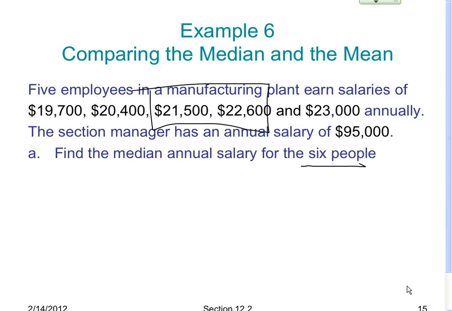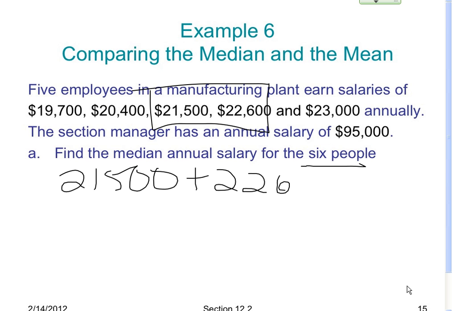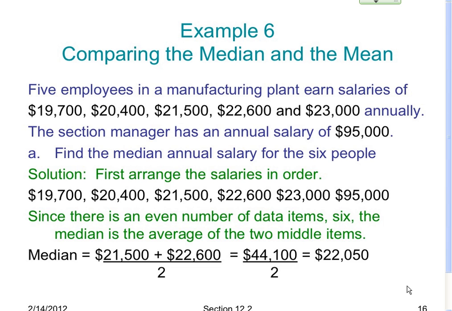So to find the median, we would add those up, 22,600, and divide by 2. And I'm going to cheat and see what that number is. So the median is going to be 22,050.